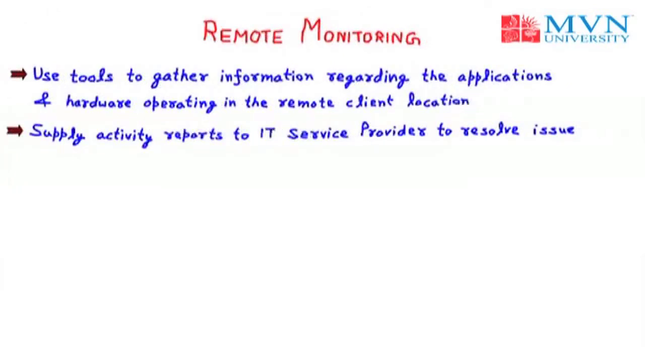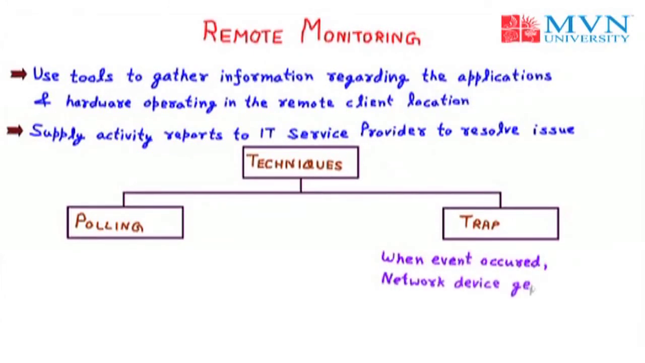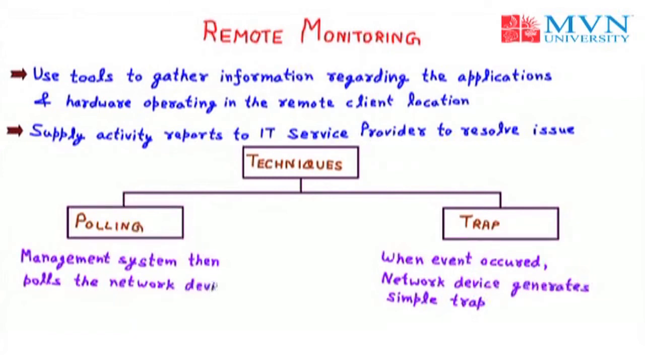In remote monitoring we have two different techniques. The first technique is polling and the second is trap. When an event occurs, the network device generates a simple trap, and corresponding to that trap, the management system then polls the network device to get the necessary information. That means polling is the action in response to the trap. Trap basically checks whether there is a problem or an event has occurred in a particular remote location, and when we find that particular event or problem, then the management will take action with the help of the poll, and the poll will collect all the information regarding that.